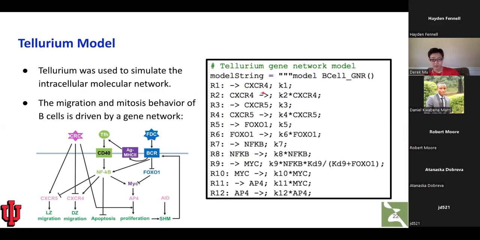We have CXCR4 and CXCR5 controlling the migration of B cells, FOXO1 signaling between the B cells and the FTC, and NF-kappa B signaling between the B and CRC cells. And finally, we have MYC and AP4 controlling B cell proliferation. And all of these correspond to the figure on the left here.